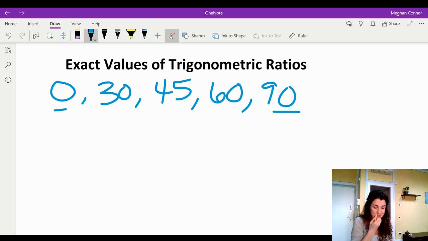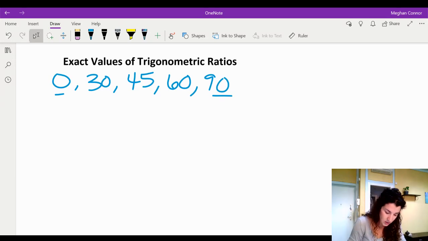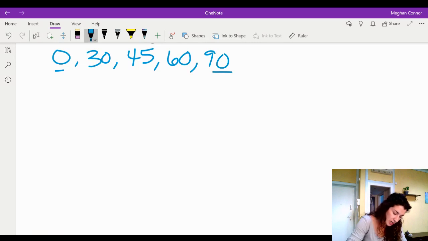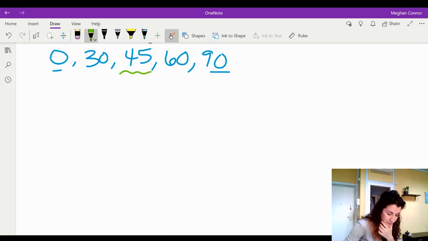30, 45, and 60 are not always given to you in exact values on your calculator. And so if you're asked for the exact value, we're looking for something like the square root of this over this. But here's how it goes. First, I'm going to talk about 45-45-90 right triangles.